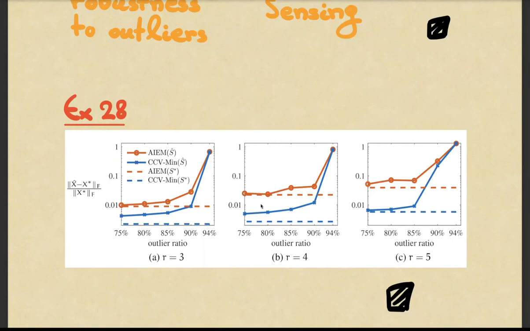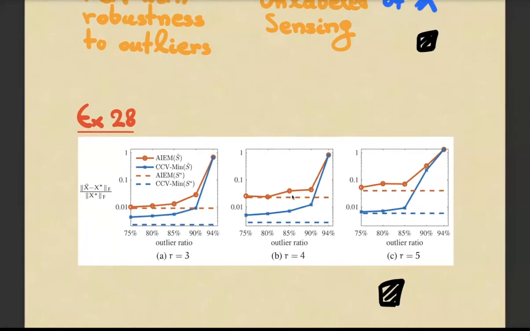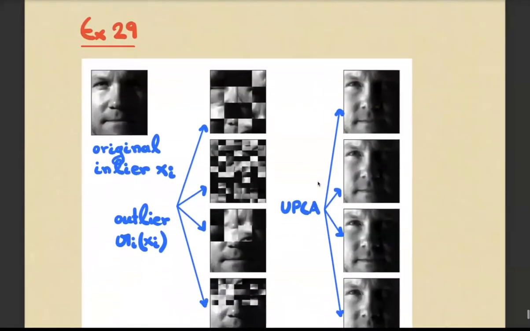So you see that as the rank increases, the estimation error goes up. And the blue is this algebraic geometry algorithm that I mentioned. So the blue is algorithm A together with algorithm B. And the red is using another algorithm for unlabeled sensing.